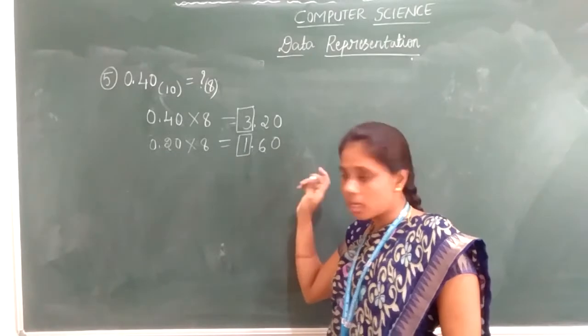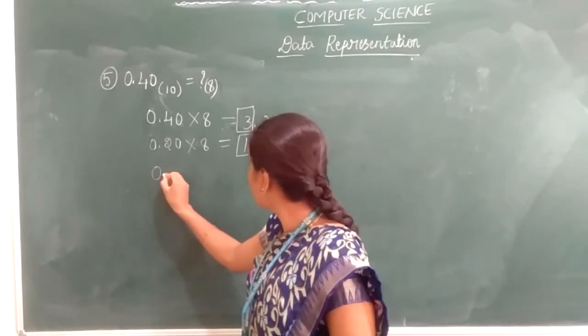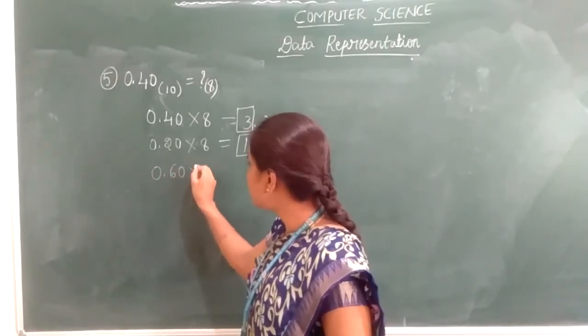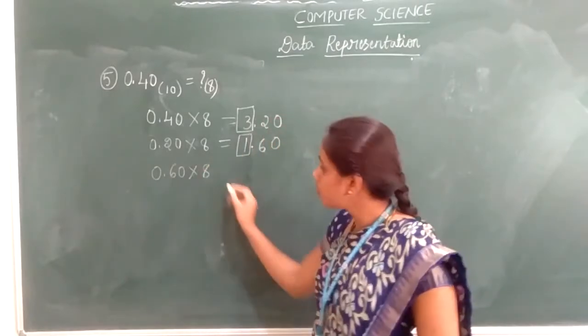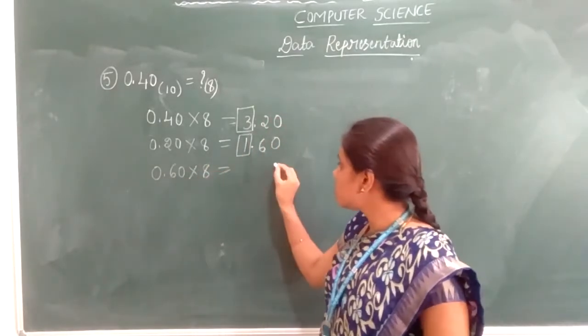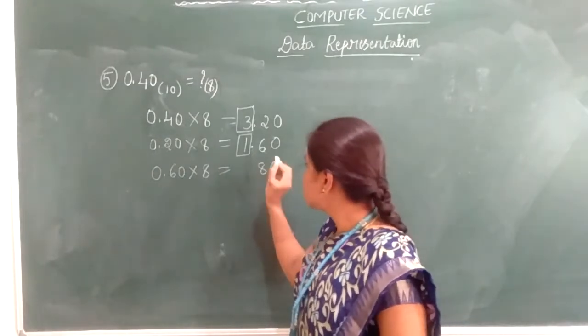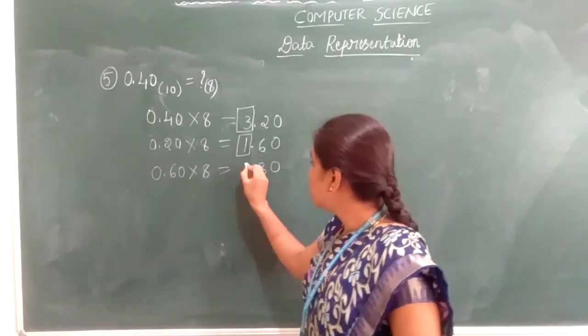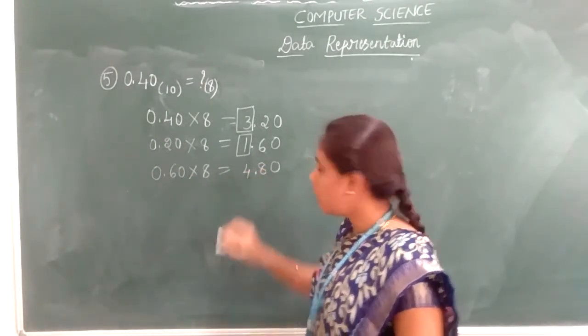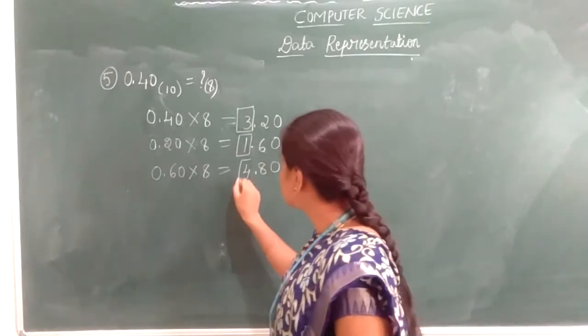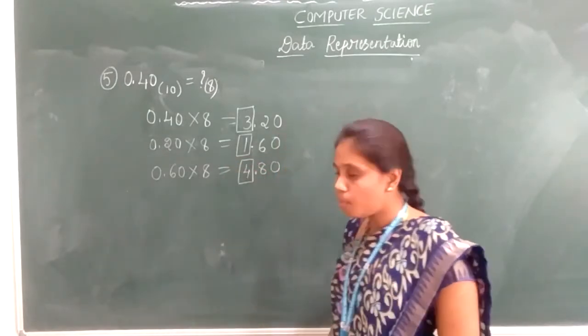Consider only the fractional part, that is 0.60 multiplied by 8. 8 into 0 is 0. 8 6s are 48. So 4 carry, that is 4.80. Note down this integer part.